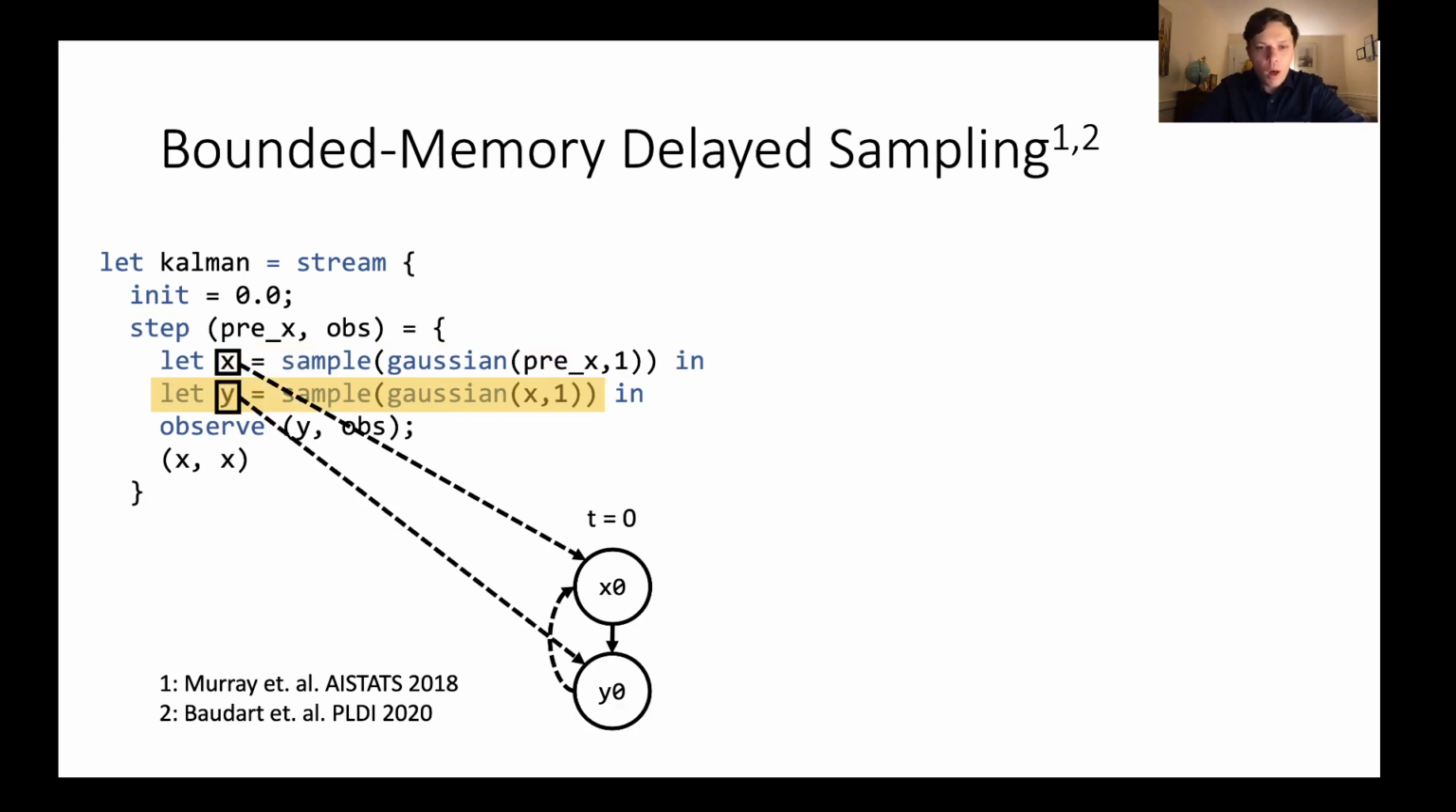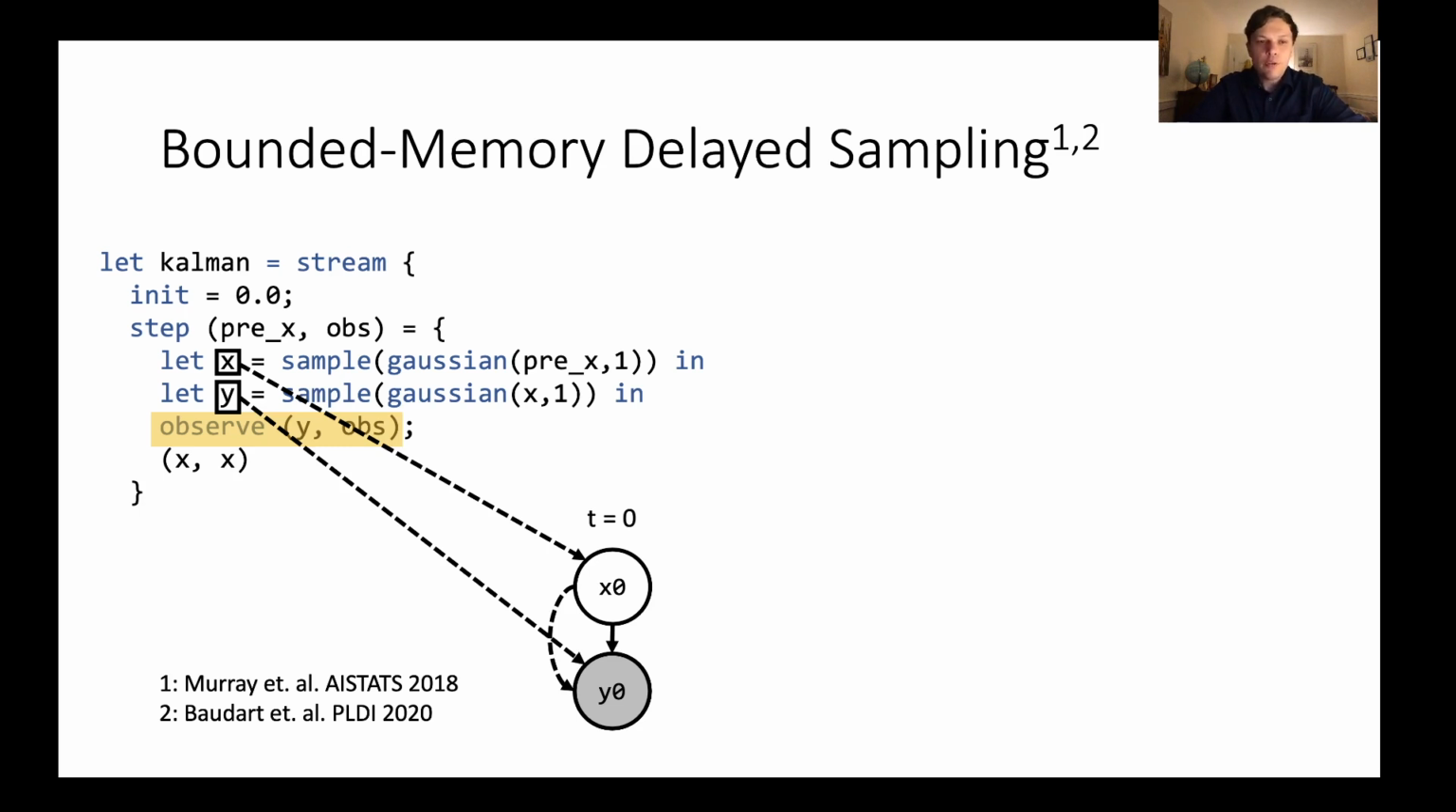Similarly, when we sample y, delayed sampling will create a node y0 and return a pointer to y. And now we're going to make this observation. We're going to observe that y is equal to the observation input obs. This is going to be an internal state change operation for the delayed sampling graph. In particular, I want you to notice that the direction of the pointer between x0 and y0, which is internal to the delayed sampling graph, has flipped.